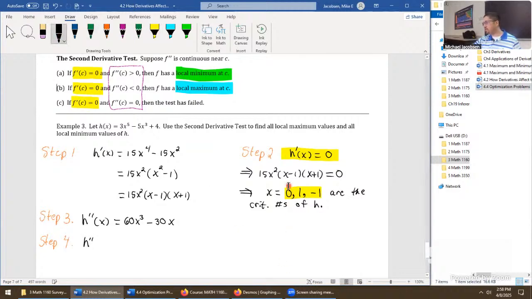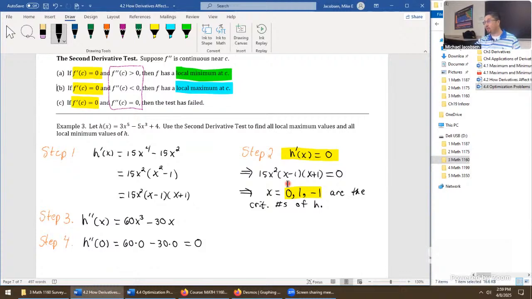H double prime, I'll just go down the line, starting at 0. Second derivative at 0 means we're plugging 0 into this line. That would just be 60 times 0 cubed minus 30 times 0, which is just 0. And that puts us in this situation. The test has failed in a really spectacular way. We don't have any information whatsoever about what happens around 0. Could be a local maximum, a local minimum, or nothing.